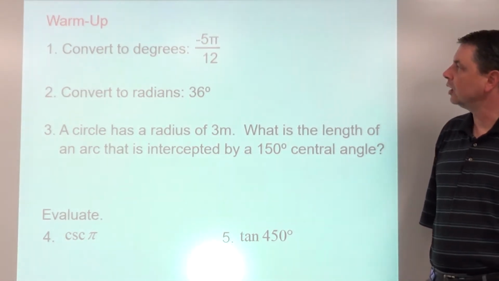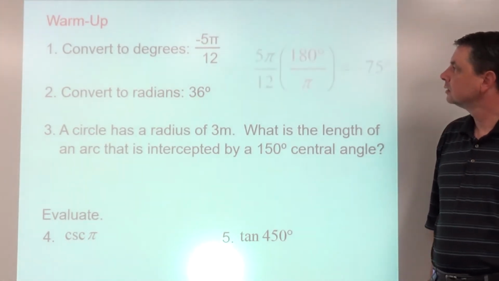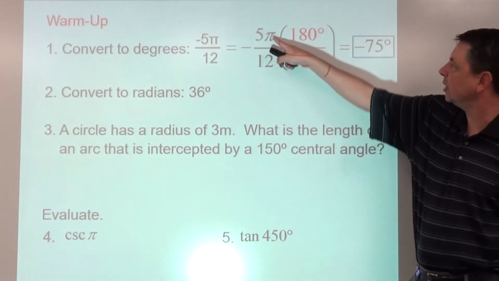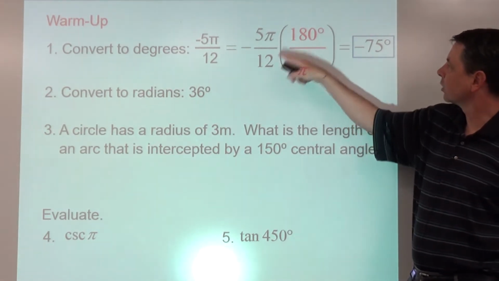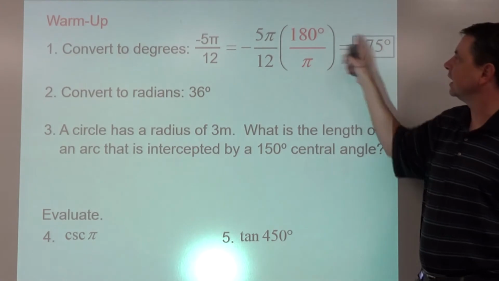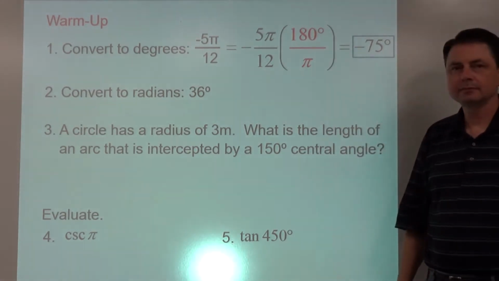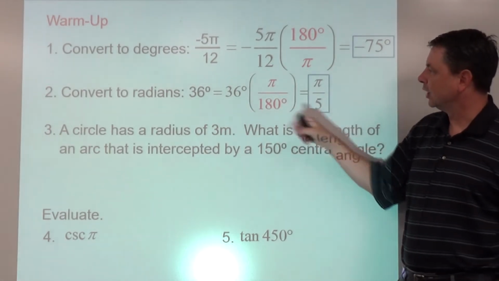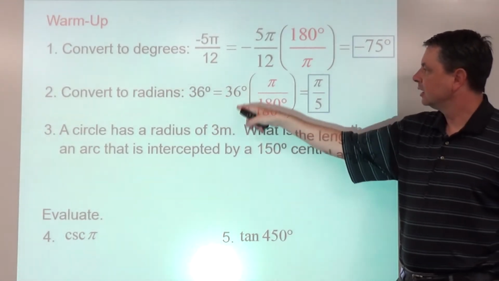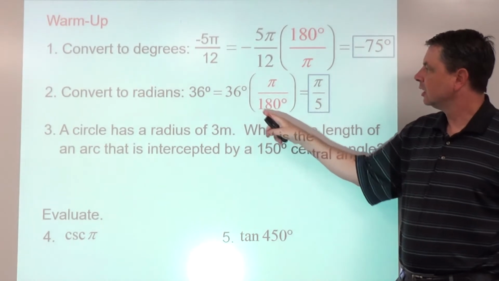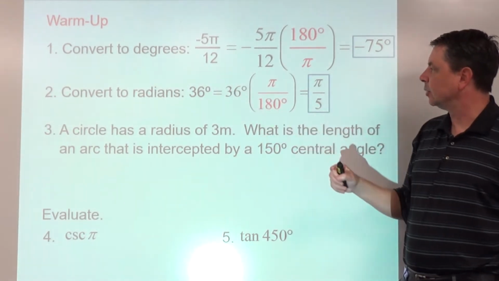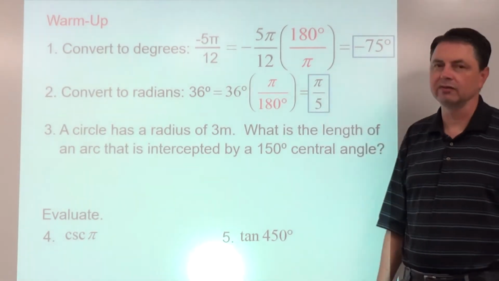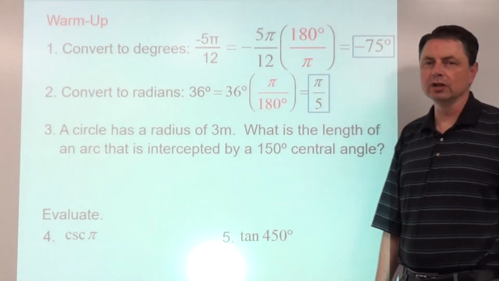All right, number 1, if we multiply by 180 degrees over pi, pi's cancel, and we're going to get negative 75 degrees. Number 2, multiply by pi over 180 degrees. Degrees cancel. Divide 36 and 180 by 36. And we're left with 5 in the denominator, so pi over 5 as our angle in radians.